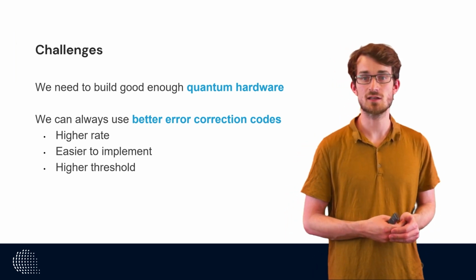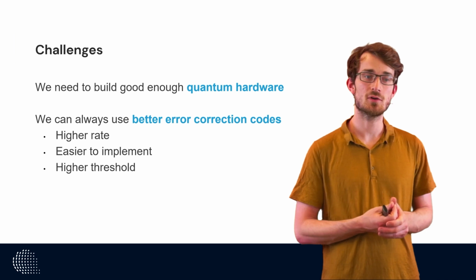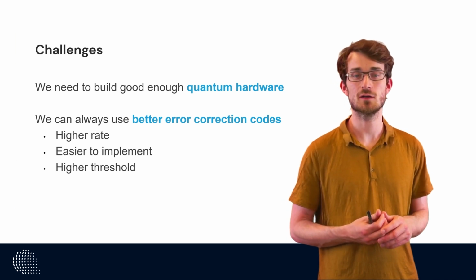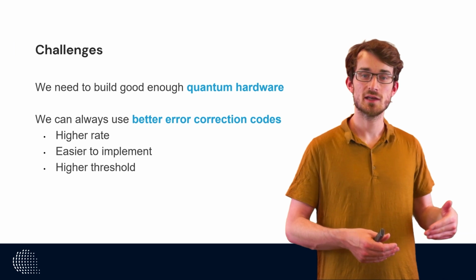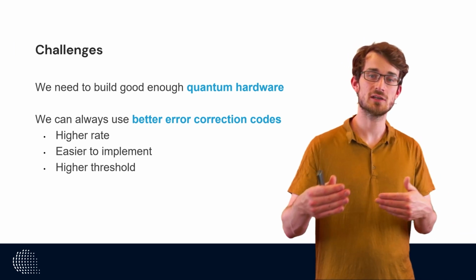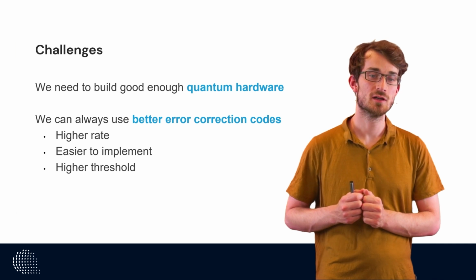The second challenge is that we always need better error correction codes. I mentioned the example of good LDPC codes, but other types of codes could also be useful in trying to bridge the gap between where our current quantum hardware is and what is really needed to run the best quantum algorithms.